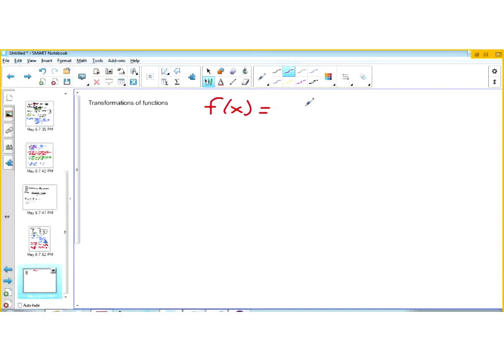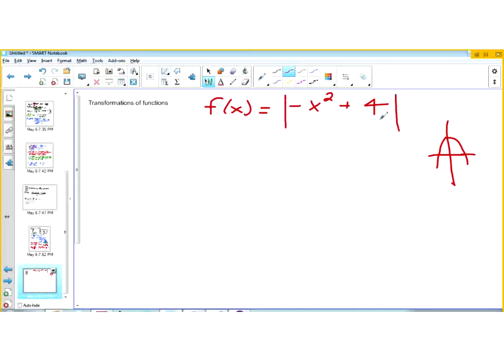So let's say f of x. Let's start off with f of x equals minus x squared plus 4. Okay, so that means the graph of this function is going to have a vertex at (0, 4), right? So if x is 0, y is 4, and then it'll have x-intercepts at 2 and negative 2. So this would be the graph.